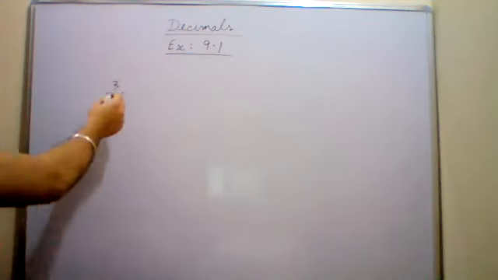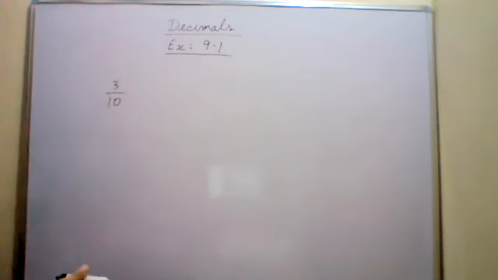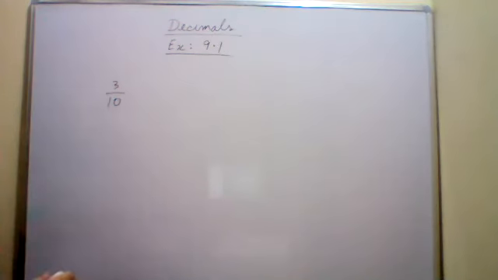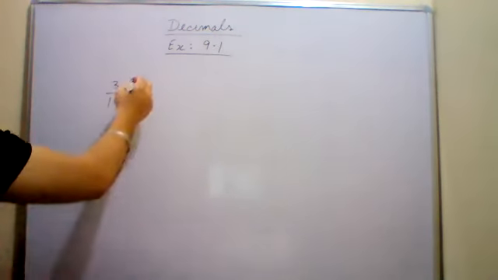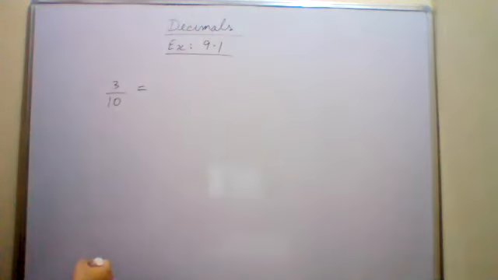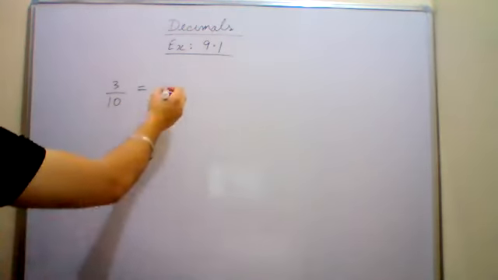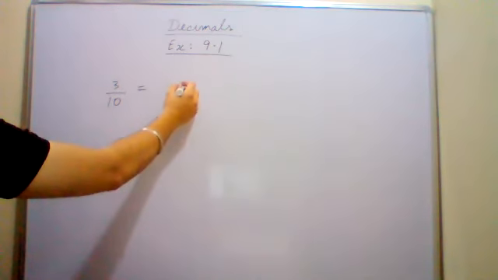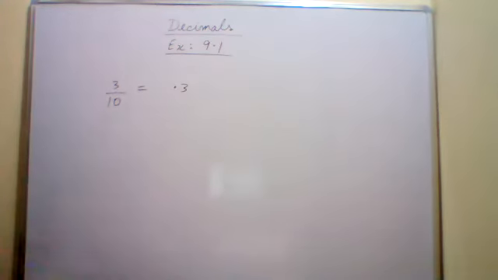Whenever there is a number in the denominator like 10, 100, 1000, 10,000, how do you convert the fraction into decimal? It is very simple. There is only one zero in the denominator, so when you convert it into decimal, there will be only one digit after decimal. So the answer will be 0.3.